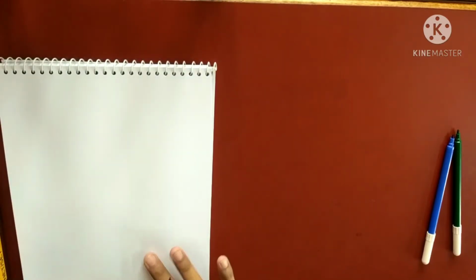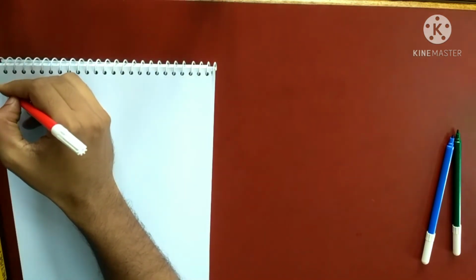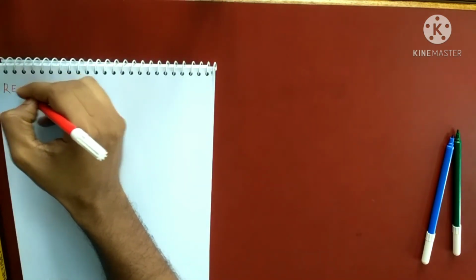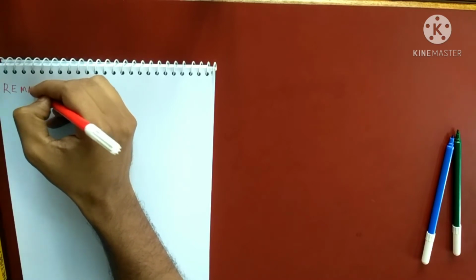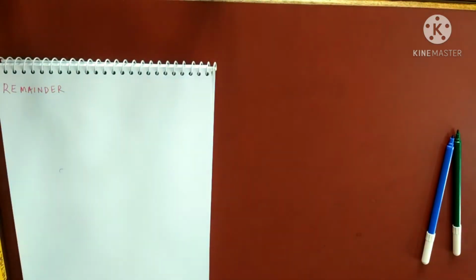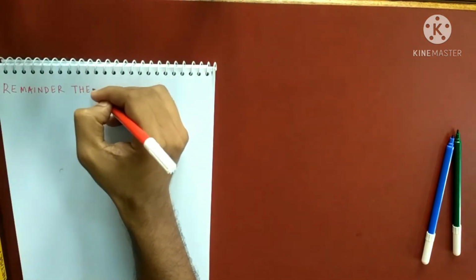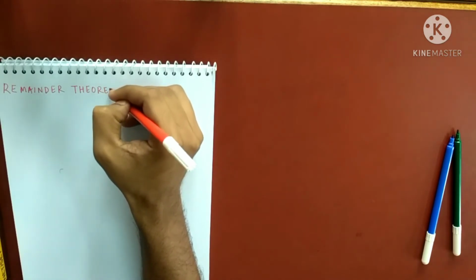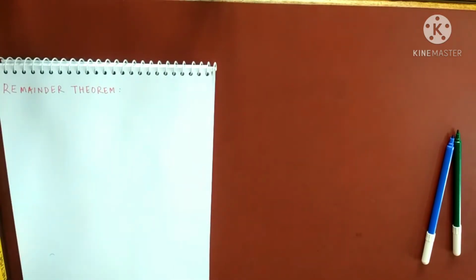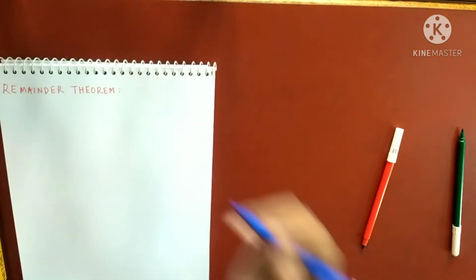Okay, so today we'll see two more applications of the division algorithm. The first application is the remainder theorem. You all have been doing this since your school time, but you haven't done the proof. So today we'll do the proof of the remainder theorem.